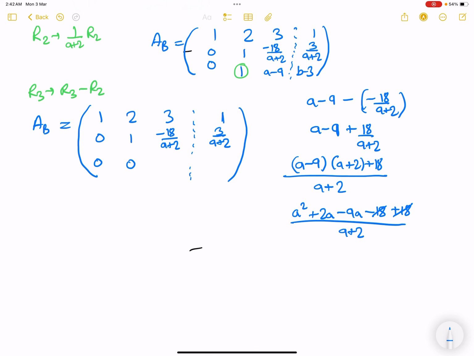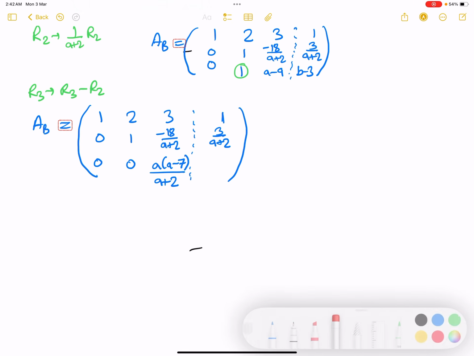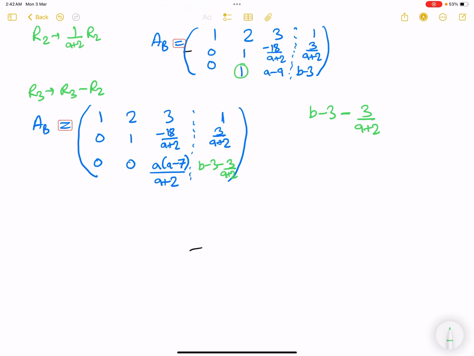So we have a square minus 7a upon a plus 2. So this can be written as a into a minus 7 upon a plus 2. We have solved here. Okay, the right hand side. So this would become b minus 3 times a plus 2. Okay, so we'll leave it here only. B minus 3 times a plus 2.